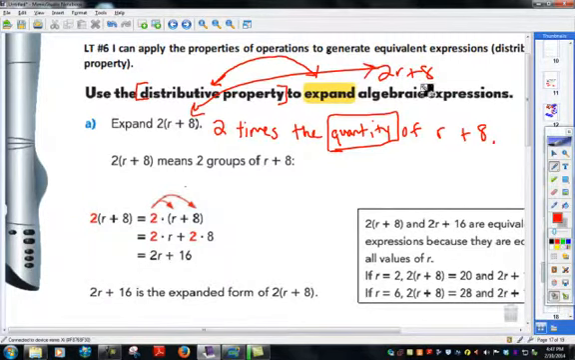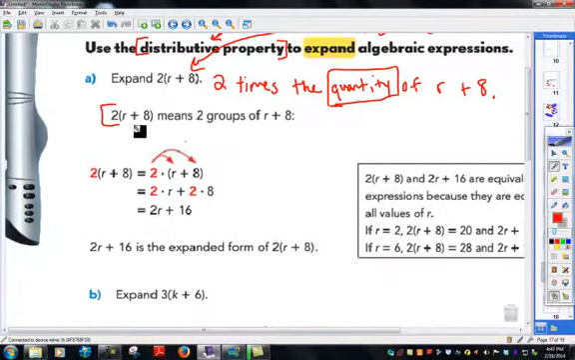Okay, 2r plus 8 means 2 times r and then add on 8 because of following PEMDAS. Whereas this, you must do the r plus 8 first and then 2. And I guess this is what it means right there. It just means there are 2 groups of r plus 8, which is the same thing I just said essentially.